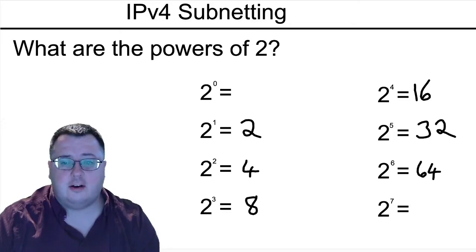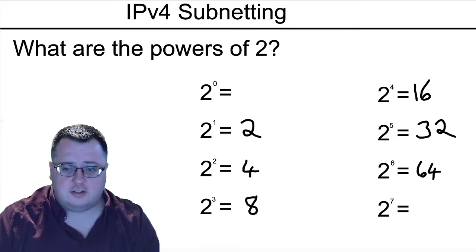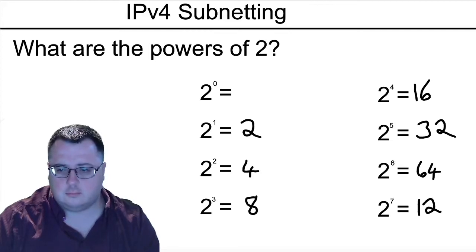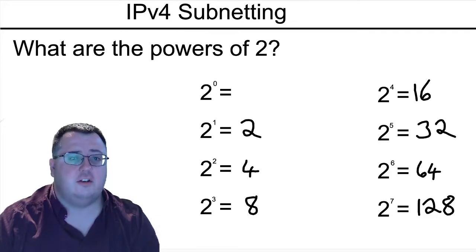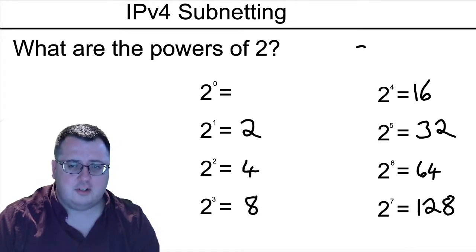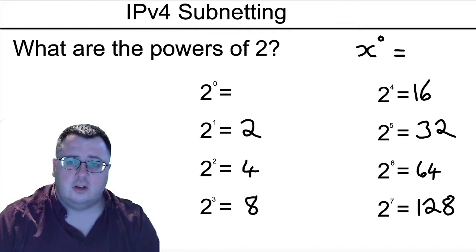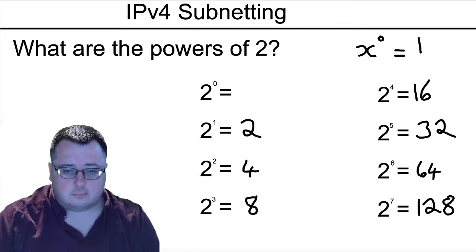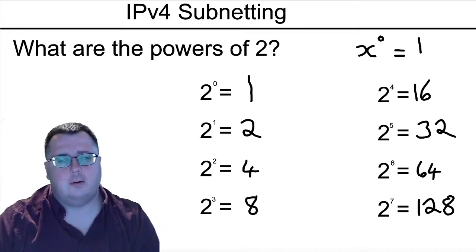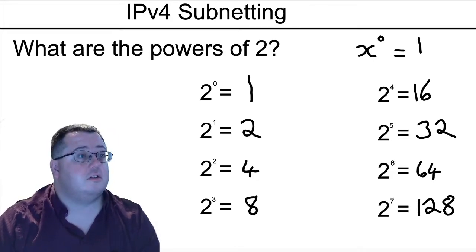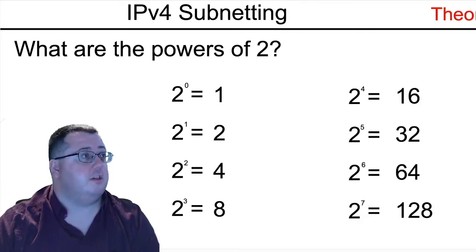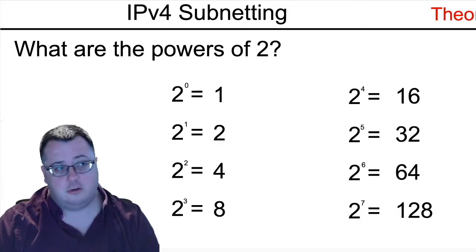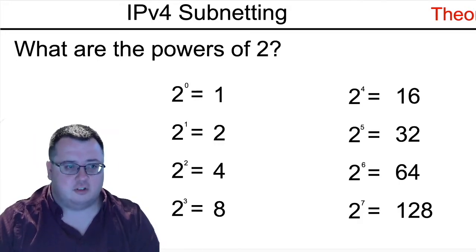And 2 to the power 7 is 128. So I'll come back now to 2 to the power 0. If you remember your indices in GCSE, anything to the power 0 is equal to 1. So my answer here is 1. Okay. So you should have got those answers for what the powers of 2 are, and here are the proper slides with the answers: 1, 2, 4, 8, 16, 32, 64 and 128.